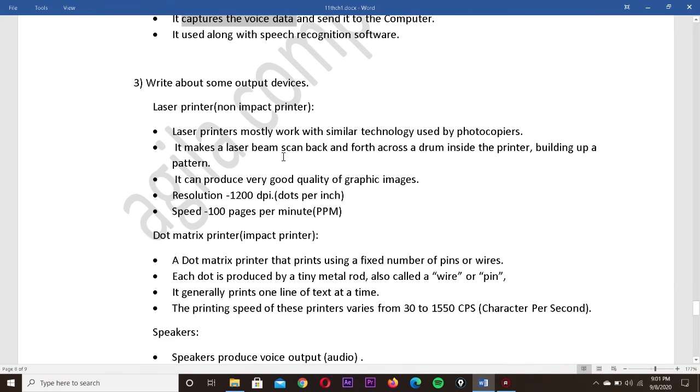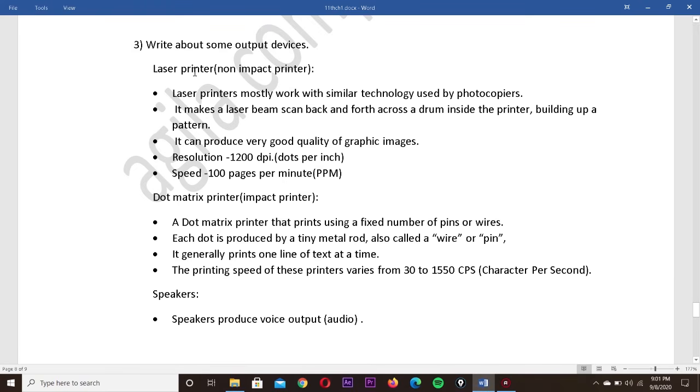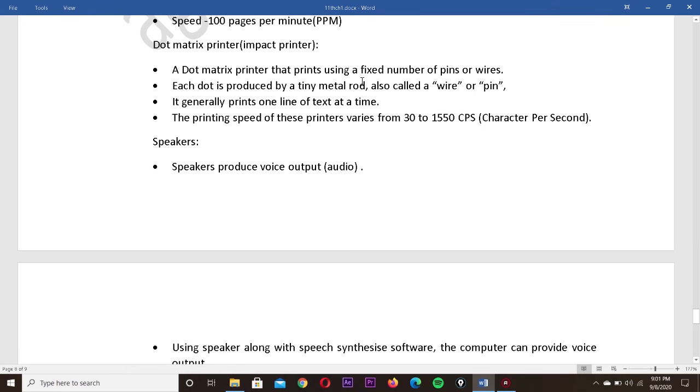Okay. And next, write about some output devices. Laser printer, dot matrix. Laser printer is a non-impact printer. It mostly works with similar technology used by photocopiers. Instead of laser printer, you are already learning inkjet printer, that also you can write. Okay. Next, dot matrix: a fixed number of pins or wires. It is using a fixed number of pins or wires, and it can print one line of text at a time. Speed, you have to remember the speed, 32 to 550 CPS, which means characters per second.